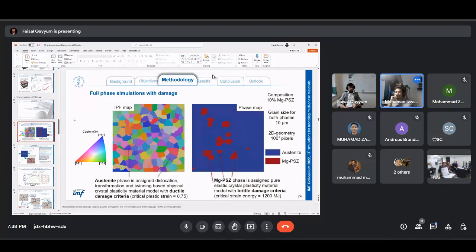Final one question. Does your model give any sequence for which initiation will start first? Let's say, hypothetically speaking, you have one microcrack and another one grain with favorable Schmid factor. So by your material modeling, does it put any sequence? Which one will start first?